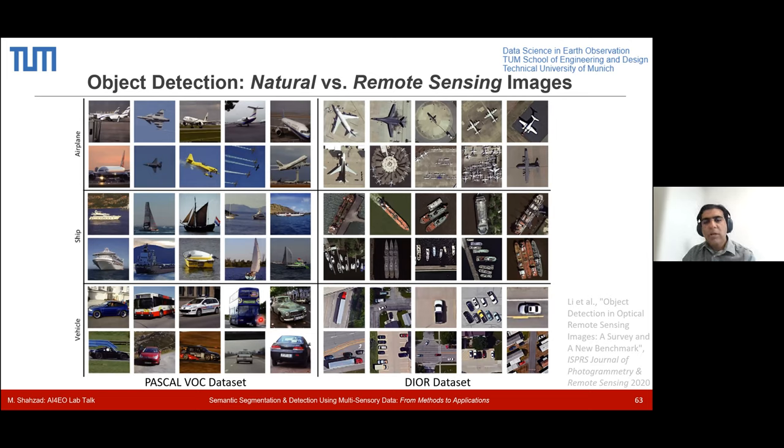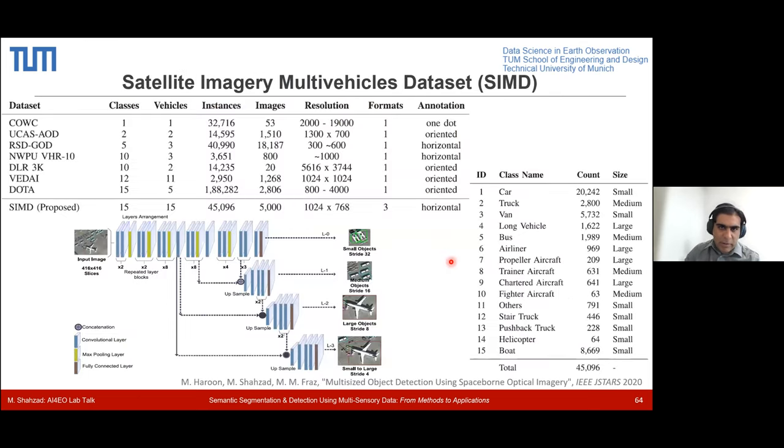Of course, we could use these state-of-the-art object detectors and train them on remote sensing images, but the major bottleneck is that we don't have enough annotated datasets in our community to fine tune these powerful detectors. Motivated by this, we proposed a satellite image based multi-vehicle dataset, specifically an aerial vehicle dataset, and these are the statistics of this dataset.